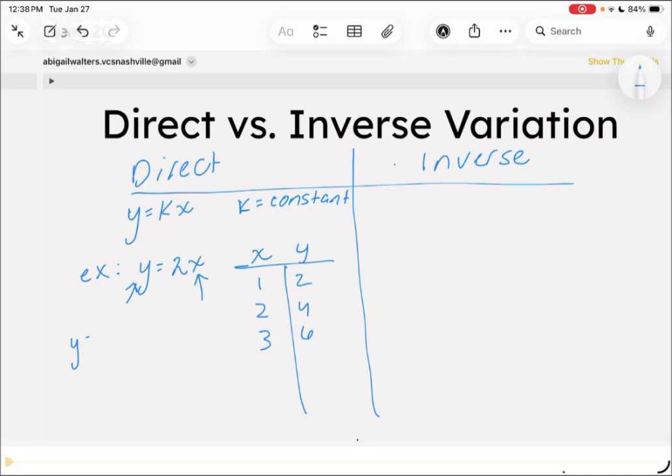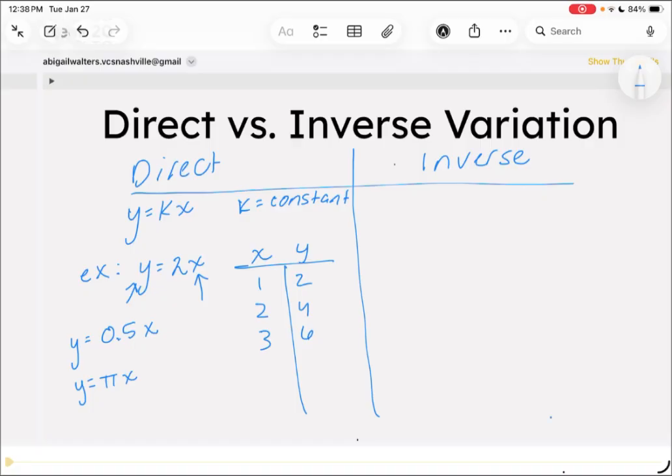Likewise, even if this were to be a fraction, that same relationship would still be happening. Okay, as x increases, so does y, or vice versa. Okay, and these relationships can be in any form. We could have like pi times x. We just have to make sure that k is a constant number.